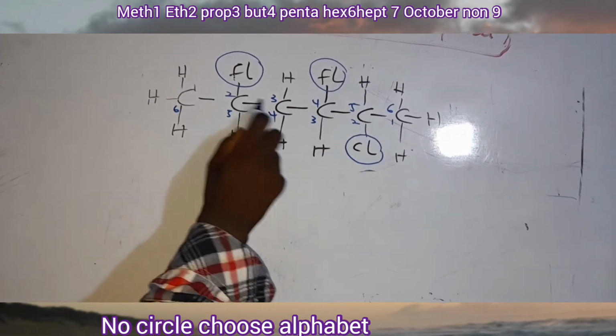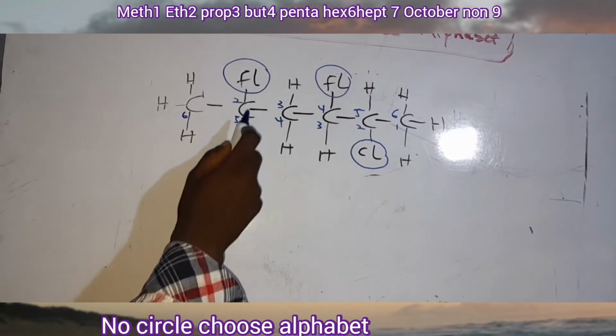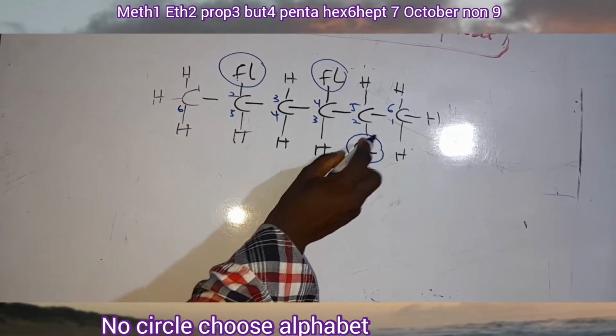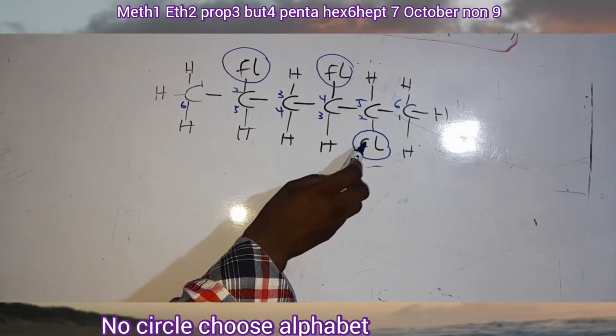So now, which of them will you choose? Which of them comes before the other? C and F, which of them comes first? C comes before F. It means that I'm going to give priority to C, so we are going to use C. C is going to choose for us. Why is C choosing for us? Because C comes before F.